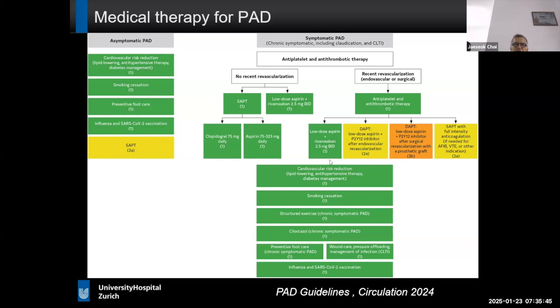Then the controlling of the risk factors, smoking cessation, exercise training, and so on. Okay, so that's for after revascularization, and SAPT means single antiplatelet treatment, while DAPT is double antiplatelet treatment. So aspirin or clopidogrel are recommended for these PAD patients.